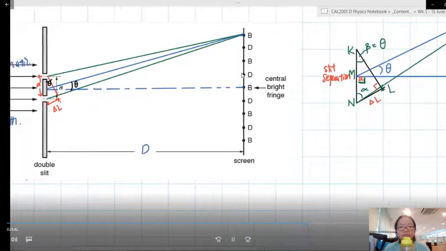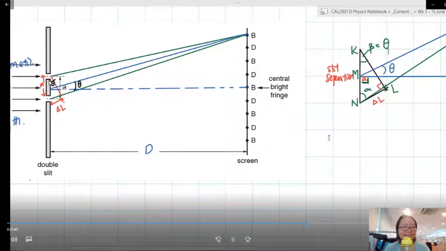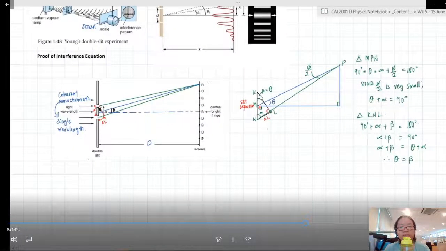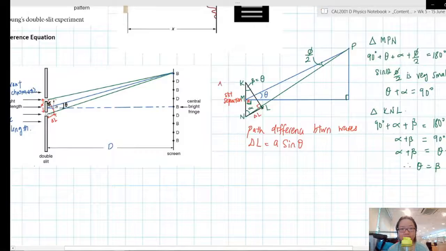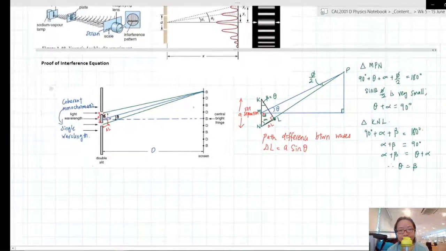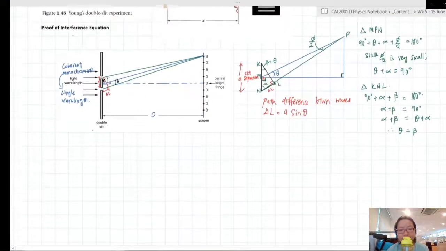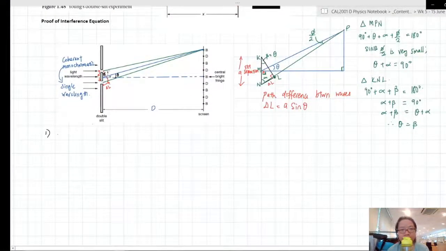This angle, beta, will be equal to theta. And the reason why we need theta is because we want to find an expression for path difference. So path difference, in this case, is between the waves, and your delta L here can be calculated using a sine theta, because sine theta is delta L over a. So delta L is a sine theta.